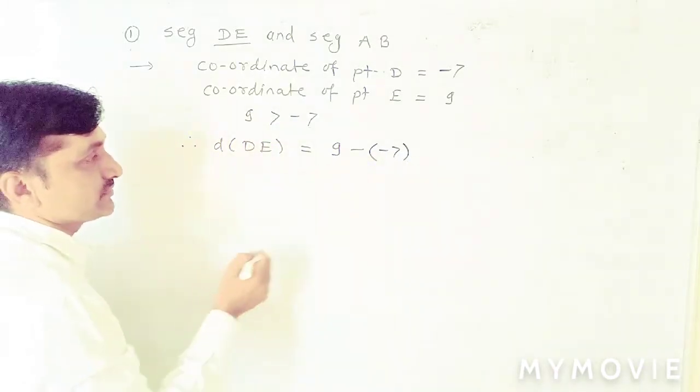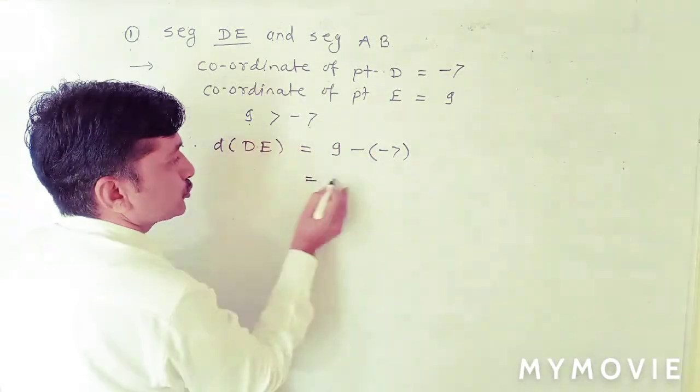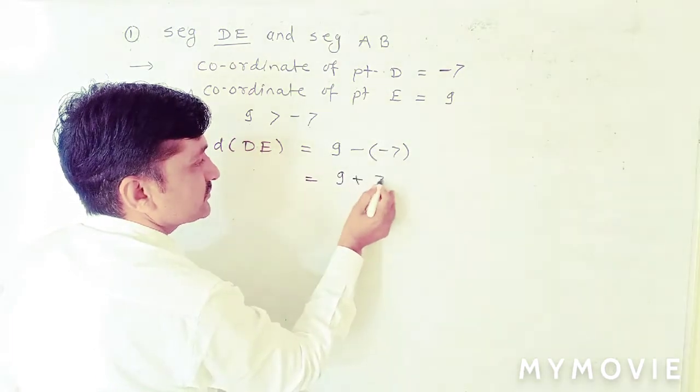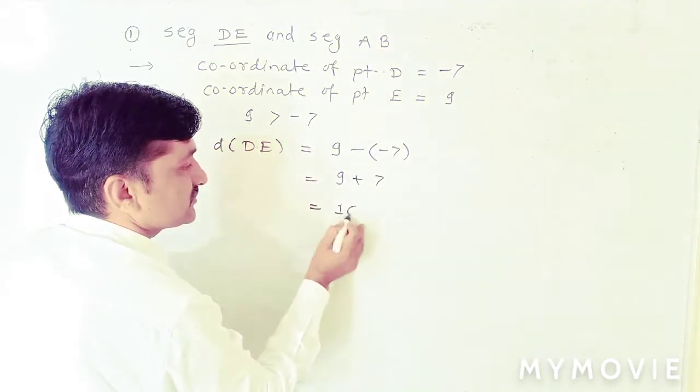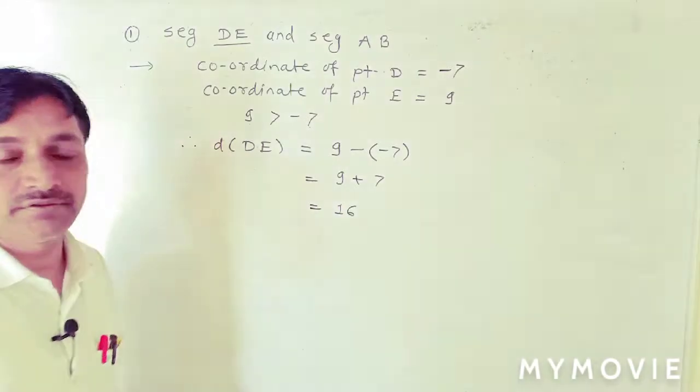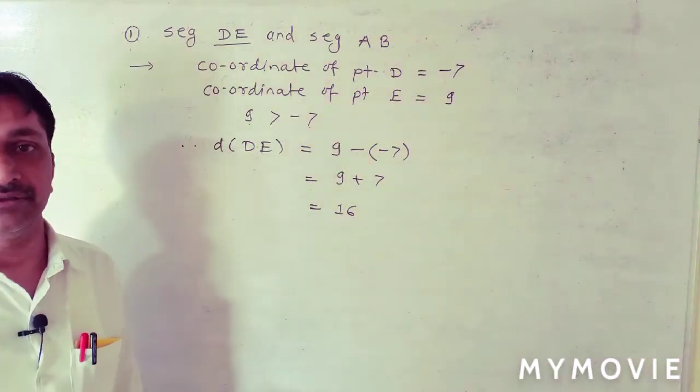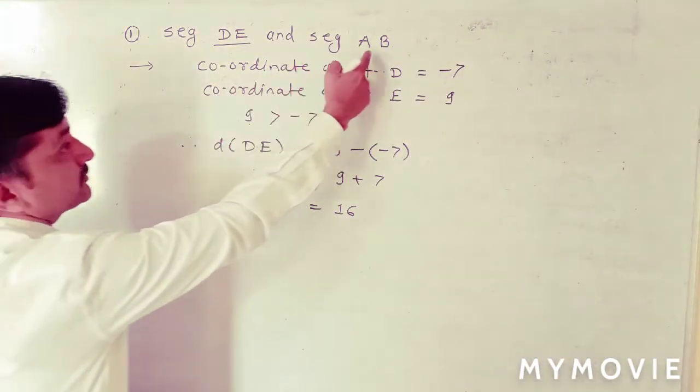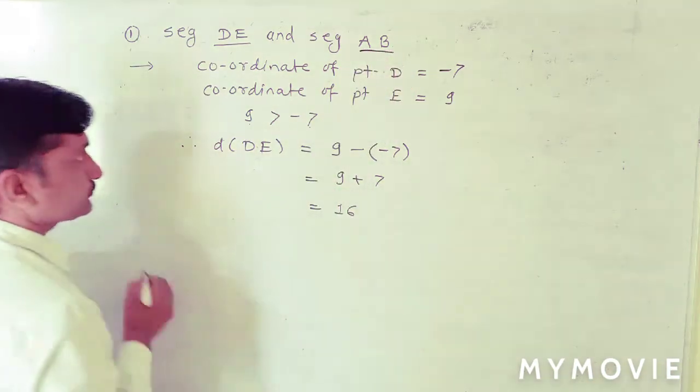Now let's find the distance. It is equal to 9 minus (-7), which is 9 plus 7, 16. 16 is the distance between points D and E. Now find for AB also.